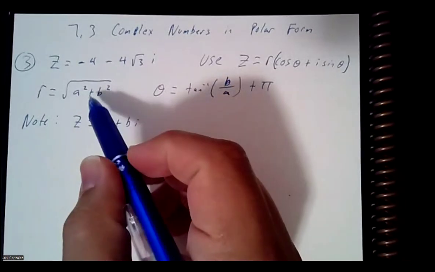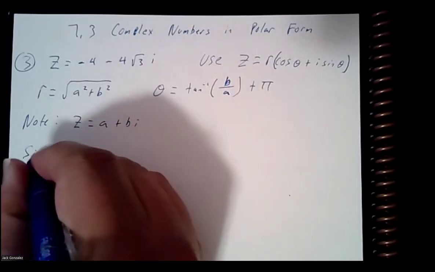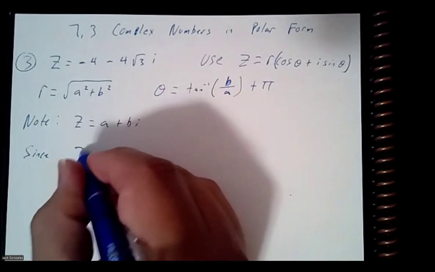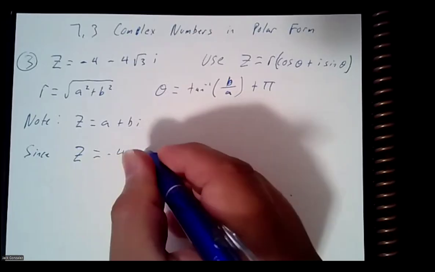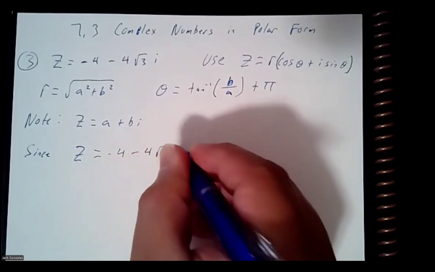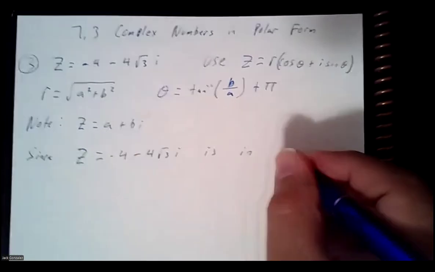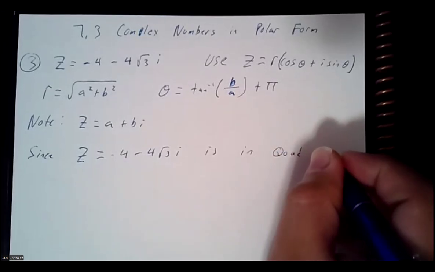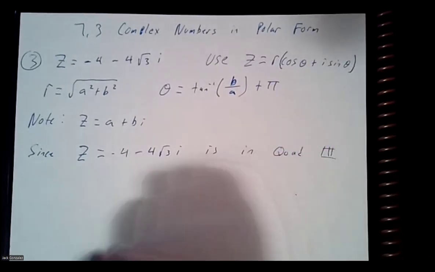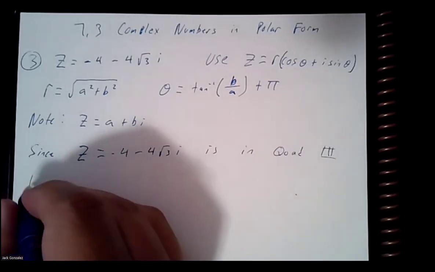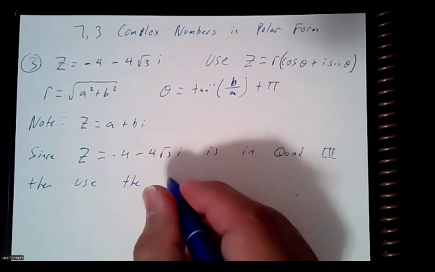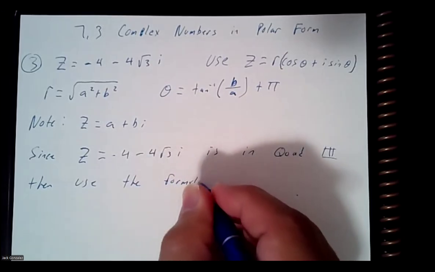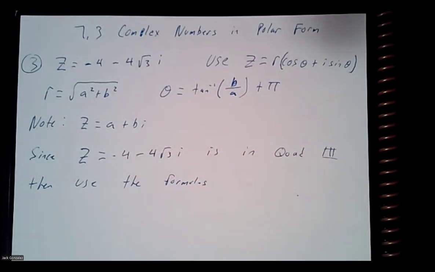So since z equal to -4 minus 4 square root 3i is in quadrant 3, then use the formulas above. So I recommend writing down all those formulas for the different scenarios. Okay.